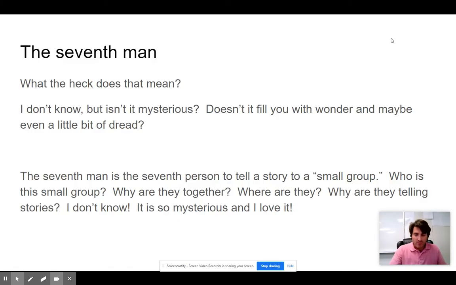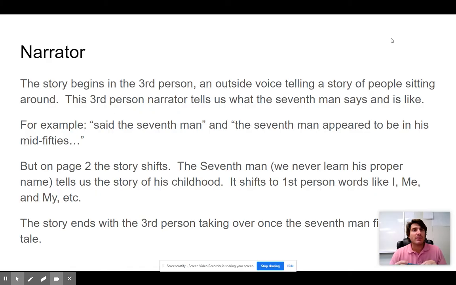All right. So, as I've said, the narrator is the person who tells the story. And actually, we have two narrators in the story. One is the third person outside voice. And the narrator in that case uses words like he, she, they, them. All right. And the third person narrator is telling us what the seventh man says and what the seventh man is like. For example, we get in the story, said the seventh man, and the seventh man appeared to be in his mid-50s.